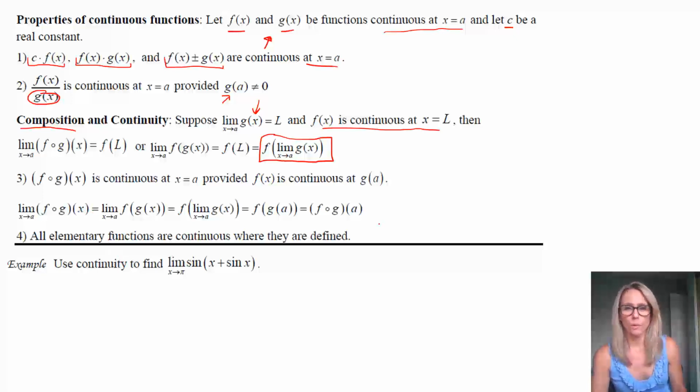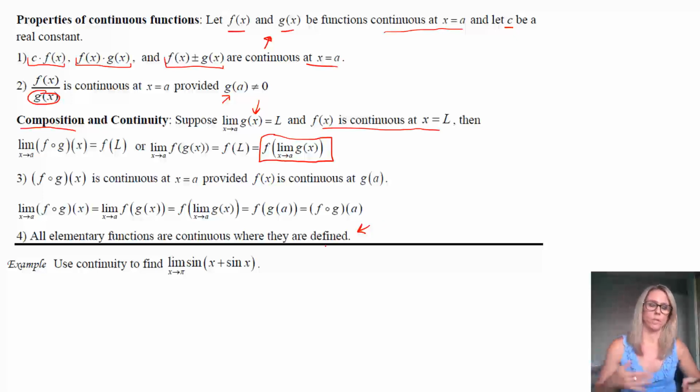So the last one here just says, hey, you got an elementary function. It's going to be continuous where it is defined. If you are thinking, what exactly is an elementary function? I'll give you the precise definition of that. It is the most basic functions that we have in calculus. And typically that would be anything algebraic, your lines, all the polynomials, quadratics, all that stuff, as well as exponential, logarithmic, trigonometric, and hyperbolic functions. So those functions are all continuous where they are defined.